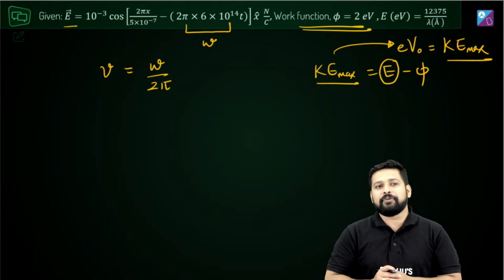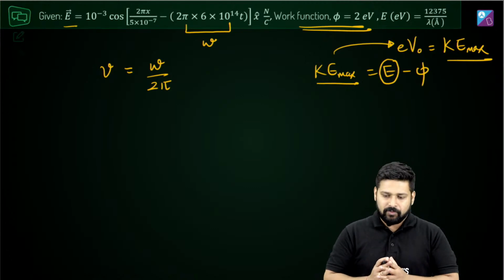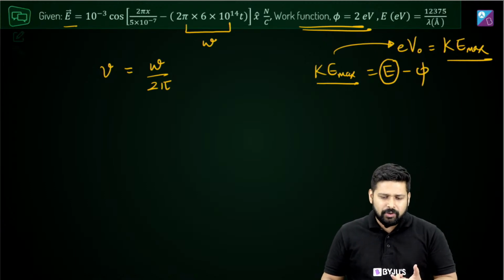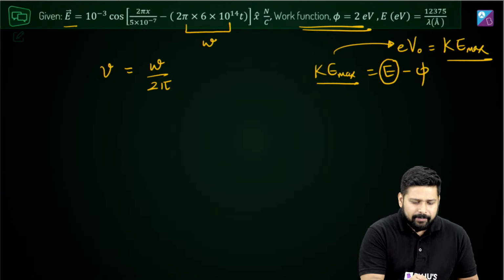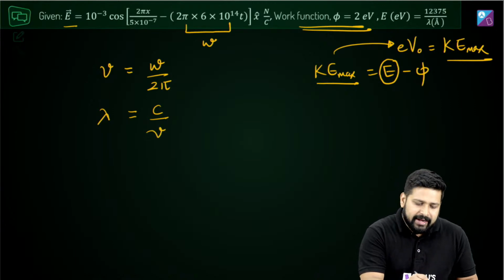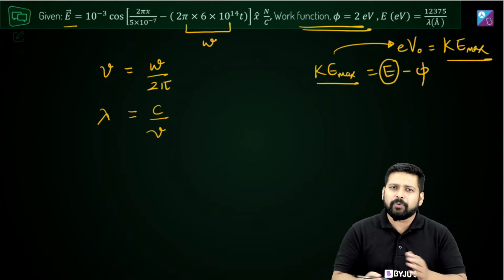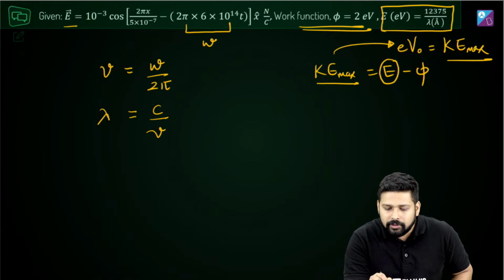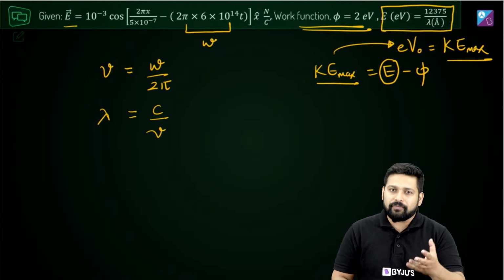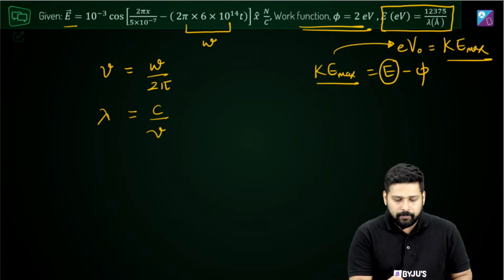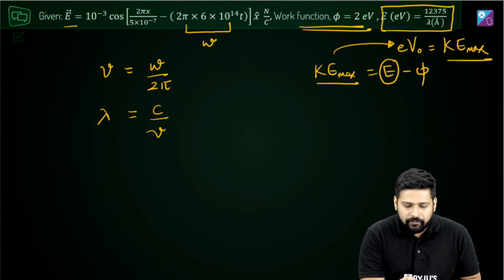We have got the value of the frequency. Now from frequency, can I get the value in terms of lambda? So what will be the value of lambda? Lambda is going to be equal to c upon nu. Why did we get wavelength? Because this is given in the question: that energy in terms of lambda is 12375 divided by lambda in angstrom. So we need to get the value of lambda in angstrom.